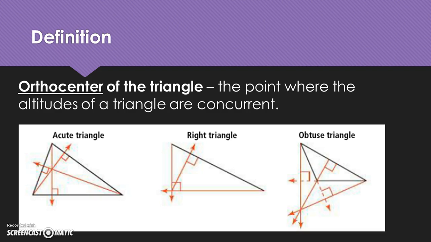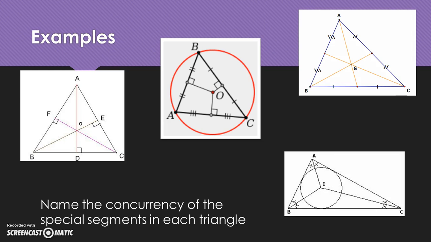Orthocenter is where altitudes meet. There's nothing special about orthocenter, it's just where altitudes meet. So for our examples here, the very first one, I see 3 altitudes, so that's called an orthocenter. The second one are perpendicular bisectors because I see 90 and congruent markings, so that's circumcenter.